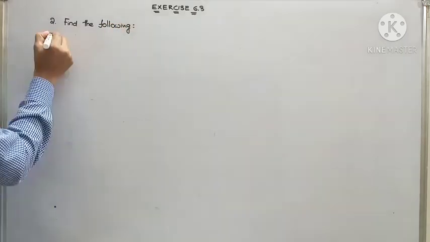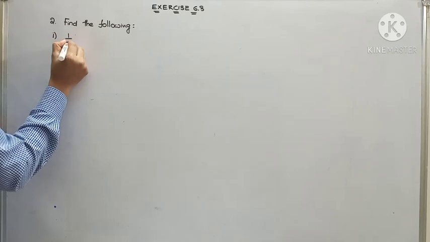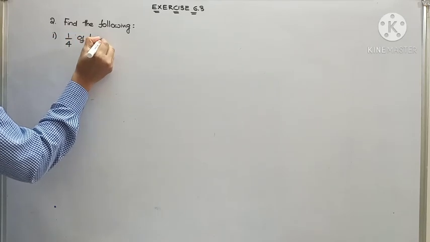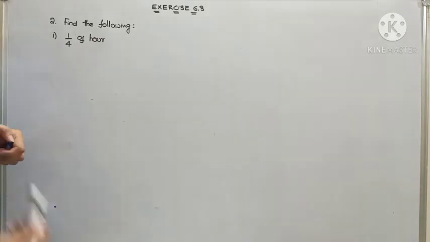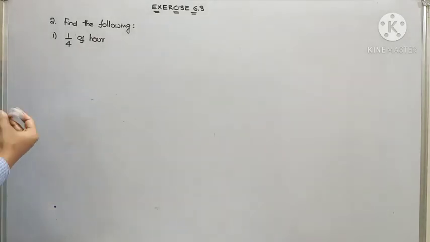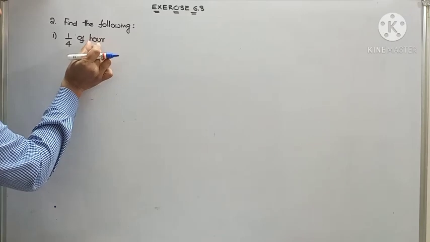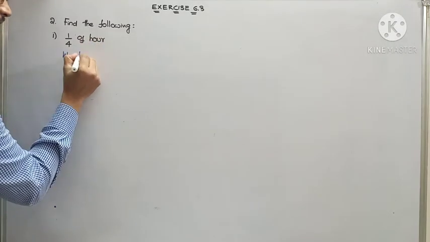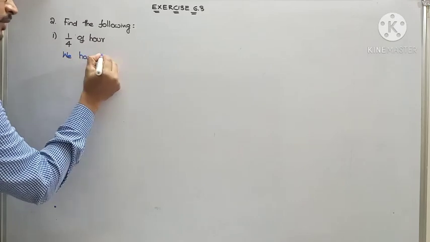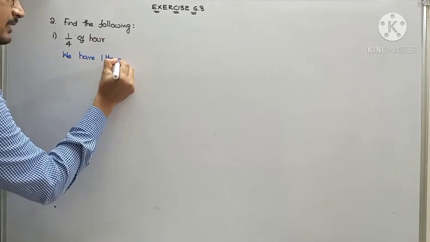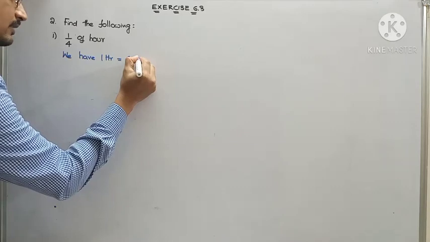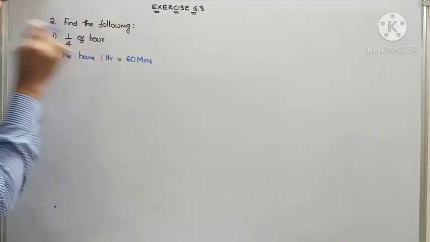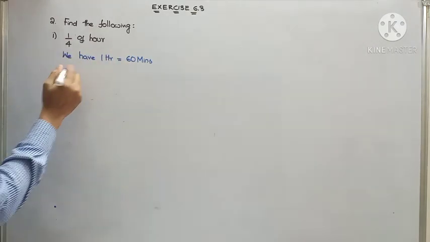In it, the first question is 1 by 4 of an hour. So, you know that 1 hour is equal to 60 minutes. Through this, what we can understand is we are going to get the answer in minutes.